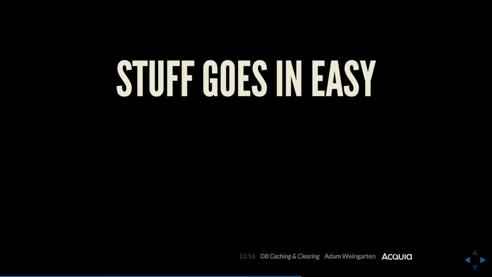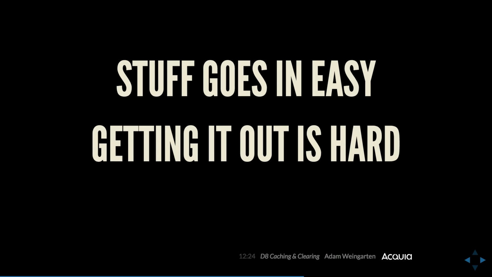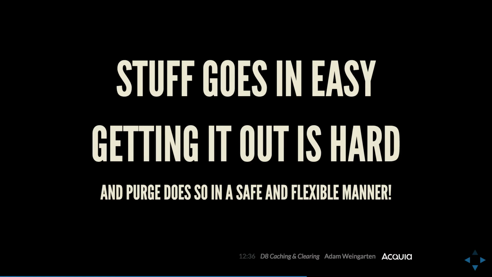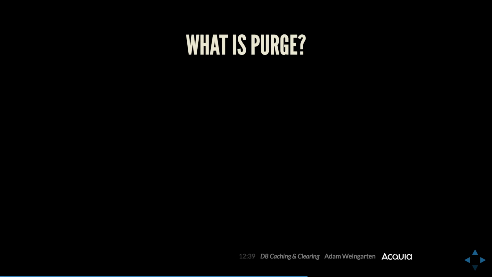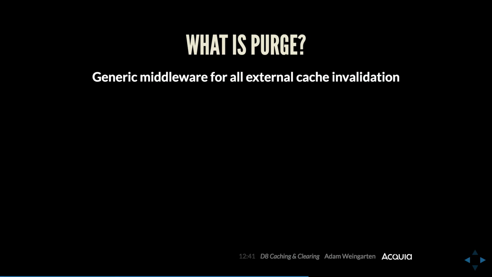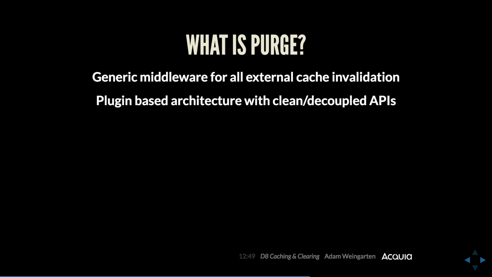It seems like this is going to be overkill, and Purge is thousands and thousands of lines. It's huge. So the key is that it's easy to cache things. Putting things into cache is really easy. Getting it out is tremendously hard. I think the two hardest problems in software engineering are caching and naming things. So we've got one of the hard ones. Purge does this in a safe and flexible way. So what is it? It's a middleware for all the external cache invalidation. So it lets you connect to external systems and do whatever you need to do to flush them.